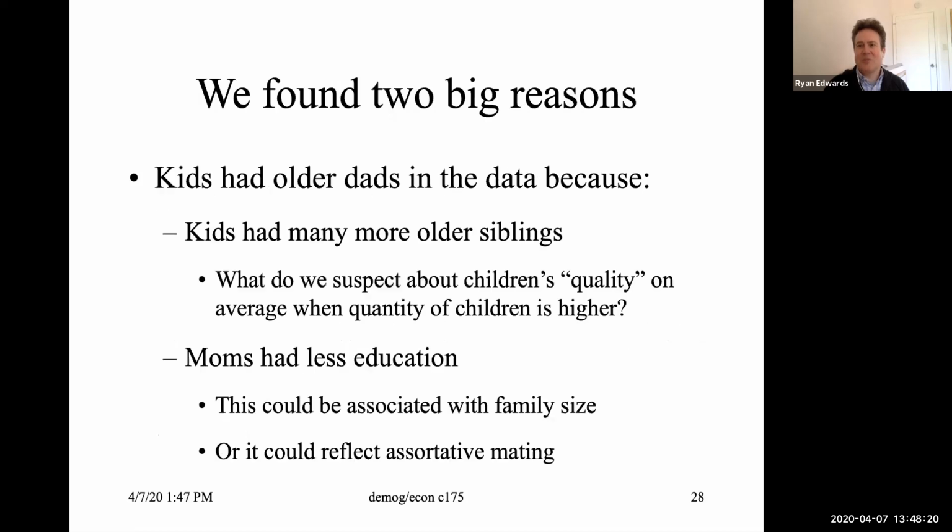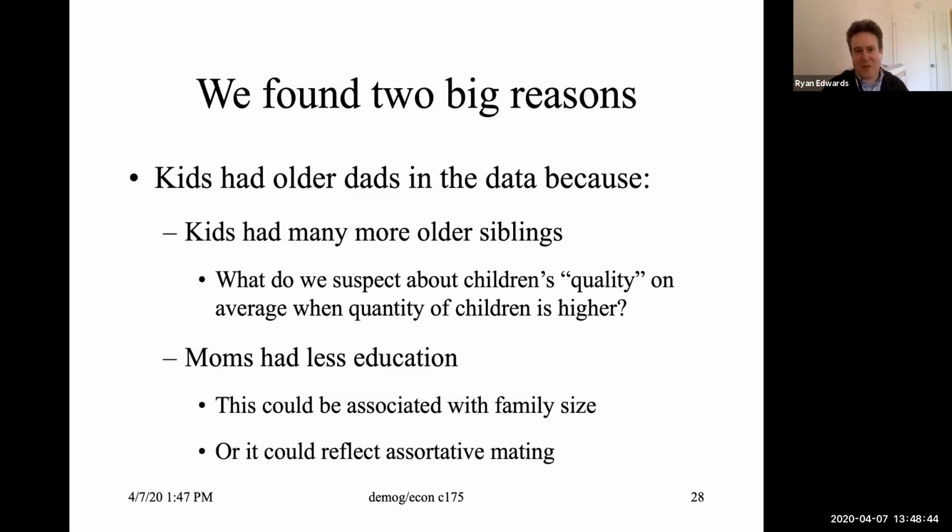There's another more straightforward thing here too: kids might have had older dads because they already had a ton of older siblings. So if you're the youngest in a big family, you kind of have to have an older dad, because dad had to get started and mom had to get started at some point, but they've gone and they're just doing the business there, and they're getting all these kids churned out.